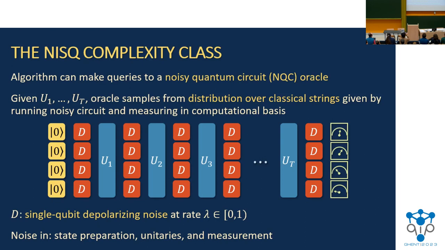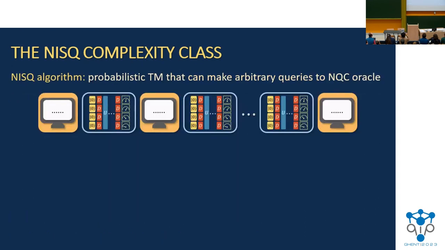Okay, so then what does a NISQ algorithm look like? This is really just a probabilistic Turing machine that can make arbitrary queries to this NQC oracle. It applies some classical computation at the beginning to decide what circuit to run. Then it runs that circuit using the oracle. Based on whatever classical string it sees, it does some further classical post-processing. It decides, okay, I'm going to run some other circuit, etc.